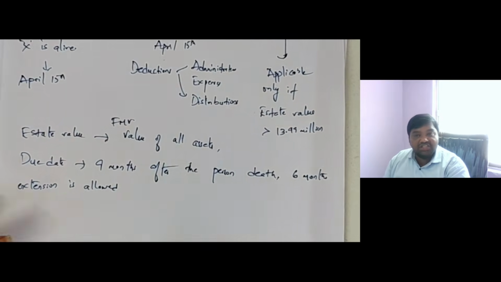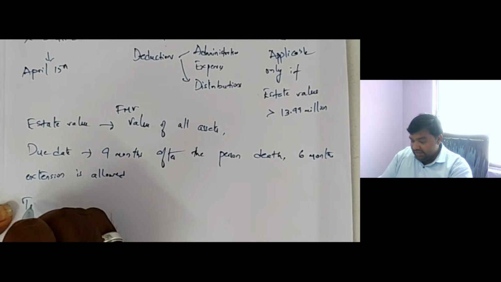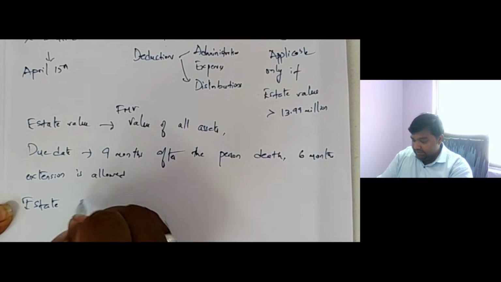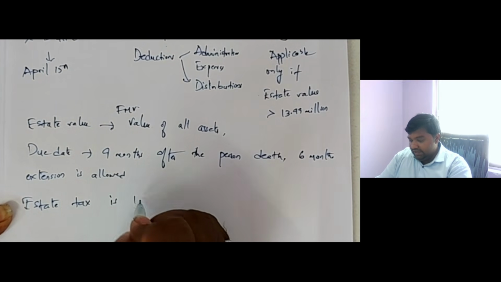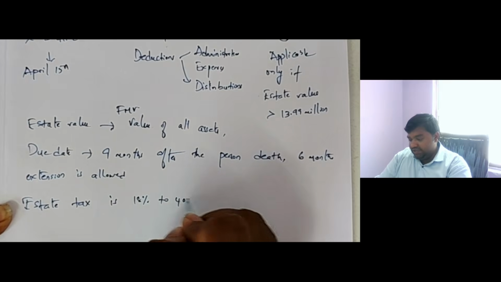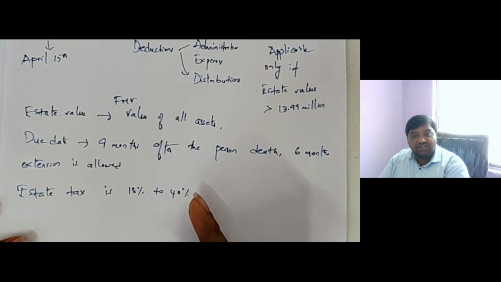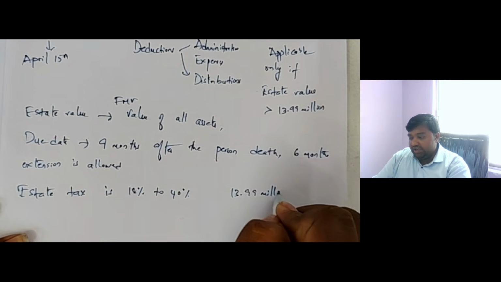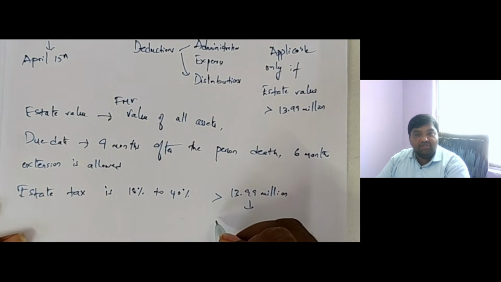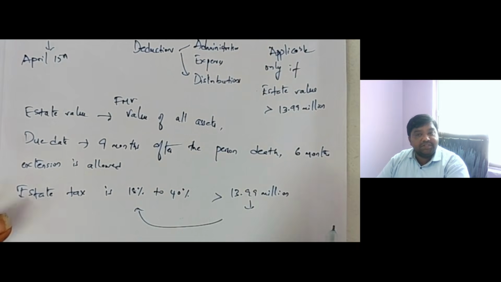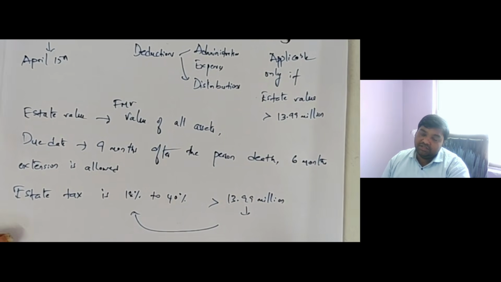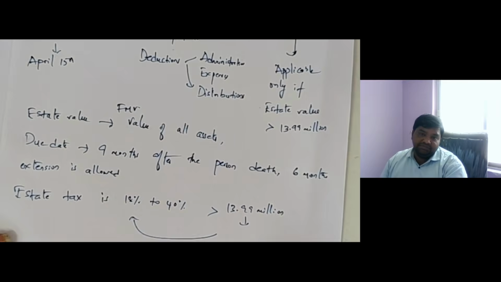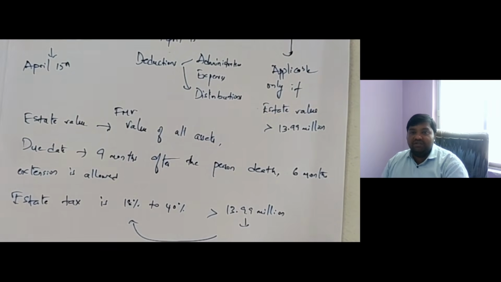And what is the tax he has to pay? Estate tax is 18% to 40%. It is a progressive tax. So once your estate value crosses 13.99 million, whatever excess there is will be taxed at the rate of 18 to 40% on a progressive basis. So that is your estate tax. Up to 13.99 million, there is no need to pay any estate tax.